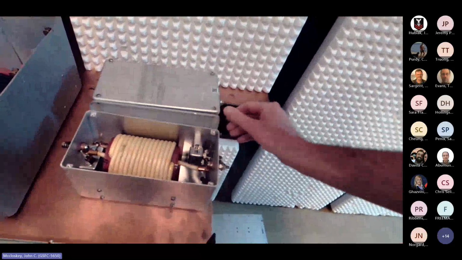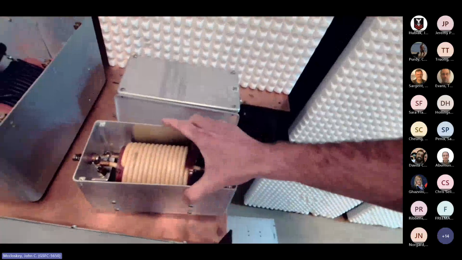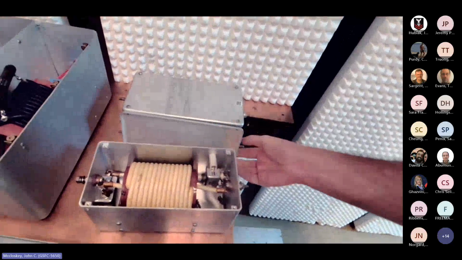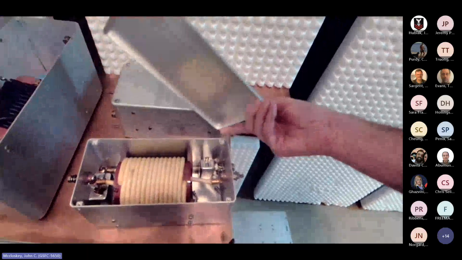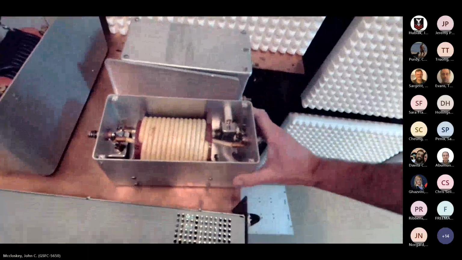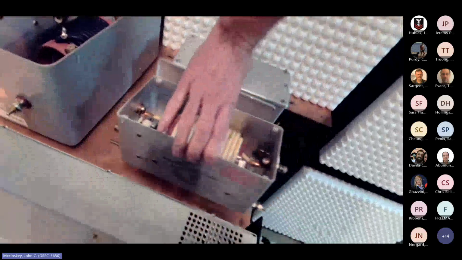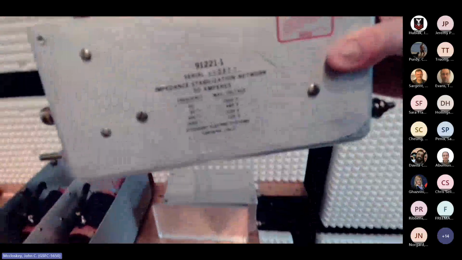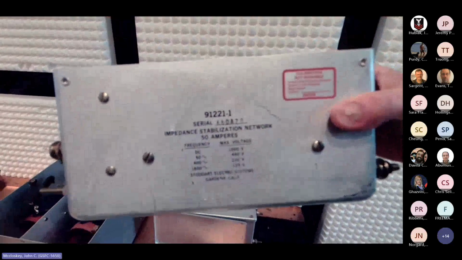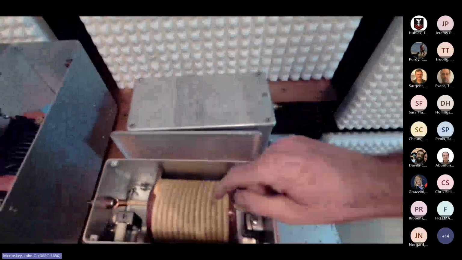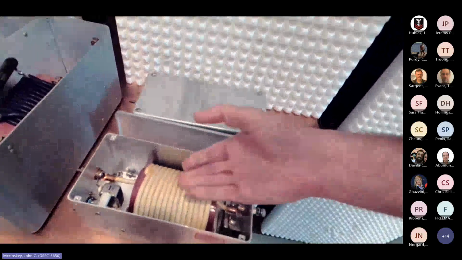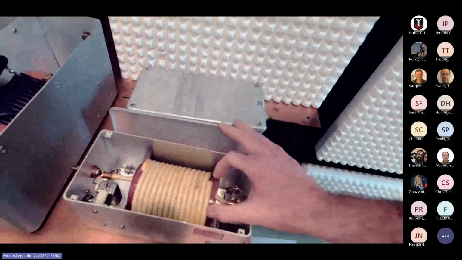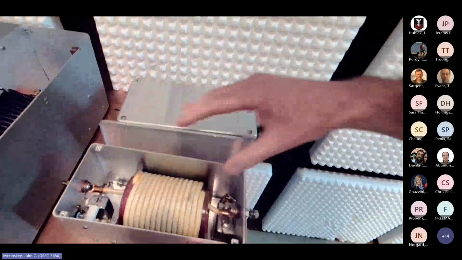But this is a 5 microhenry LISN as specified also in MIL-STD-461 in the appendix as an alternate. The label's on the side. Here we go. This is a Stoddard LISN. You can see the label here, 91221. It's also a 50 amp LISN. So you see it looks to be about the same gauge wire for carrying 50 amps. It's a bit smaller because it's 5 microhenries. It's a little bit smaller diameter and shorter.